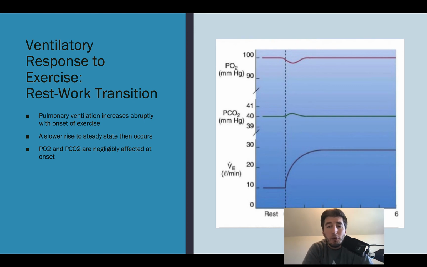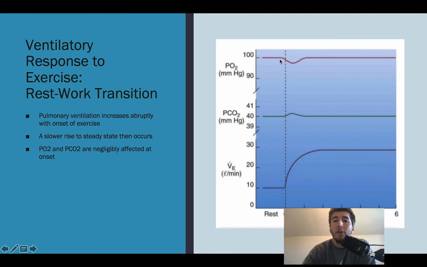Well, if you look at this graph, you can see that ventilation is going to dramatically increase. It is abrupt and it is sharp. You start exercise, your ventilation increases. Boom, right? Like it is charged and ready to go. As soon as you start exercising, your ventilation is going to start taking off.